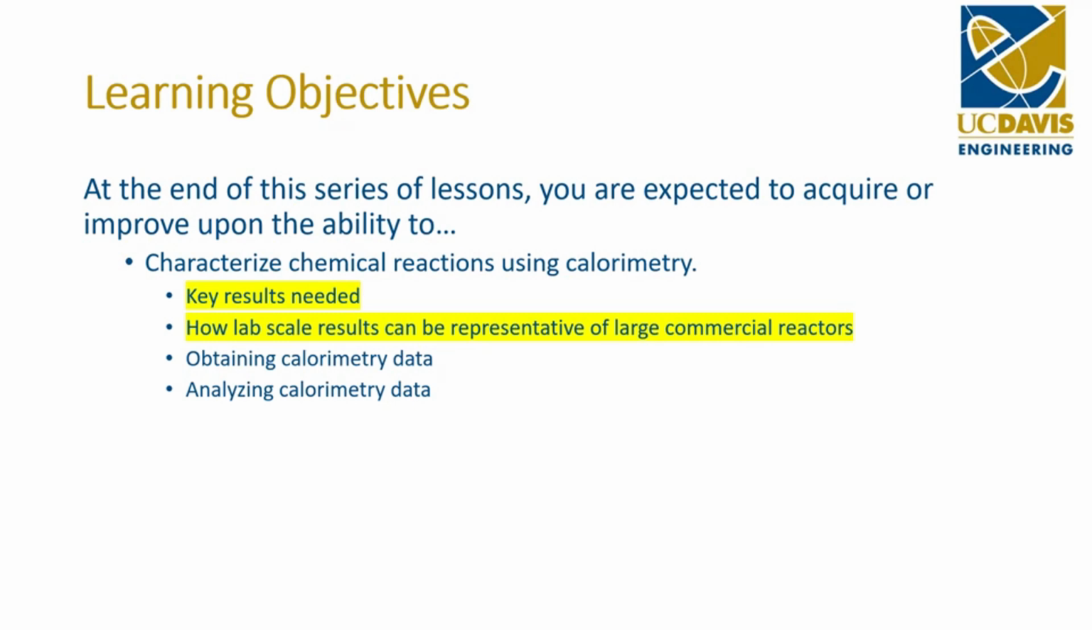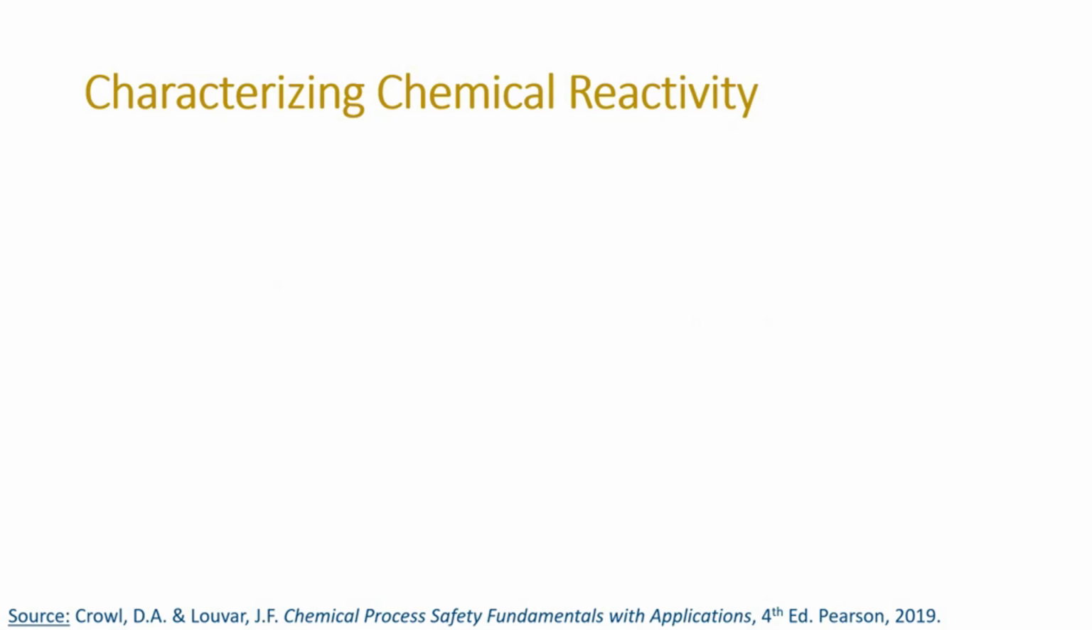In this lesson, we'll focus on the key results that are needed and how lab-scale results can be representative of large commercial reactors. As we hopefully learned from the T2 Laboratories incident, it is really important to characterize chemical reactions before performing them at large scale. Particular information is needed to ensure that control and safety systems are in place to prevent runaway reactions and to provide pressure relief and to achieve the design goals of the process. 8 important questions that must be asked are outlined in the Crowl and Louvar Chemical Process Safety: Fundamentals with Applications textbook.